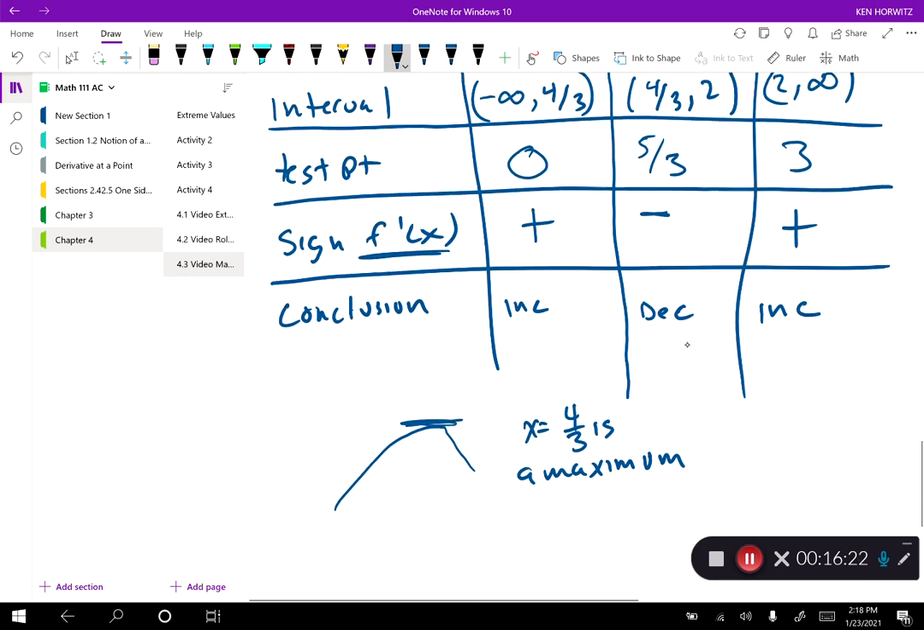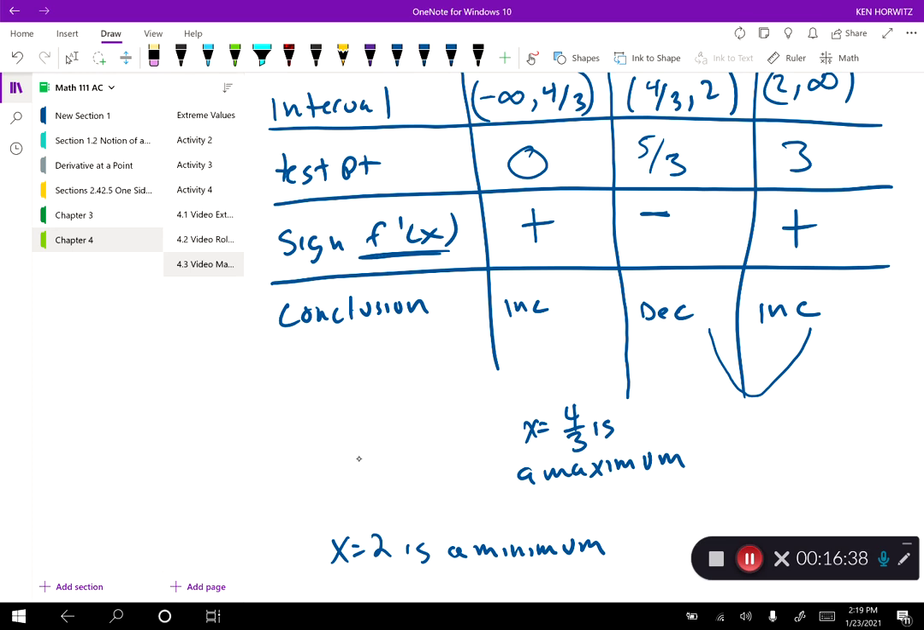All right. If the function is going down to 2 and then going up once it hits 2, that is a minimum. So those are the conclusions that you draw from this chart. It's very, very important that you're able to tell if it's a maximum or a minimum. It's very important to get increasing, decreasing, but then from there to take the next step and ask, is it a maximum? Is it a minimum?